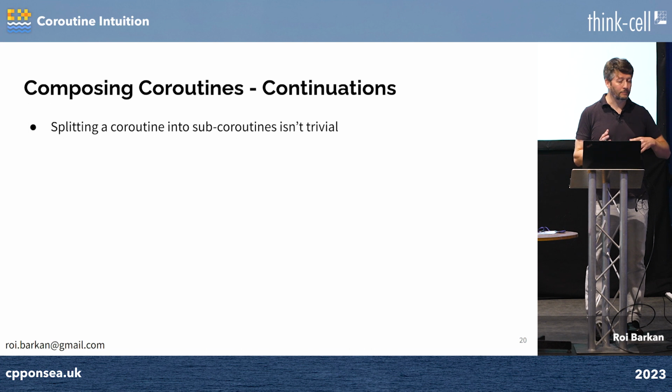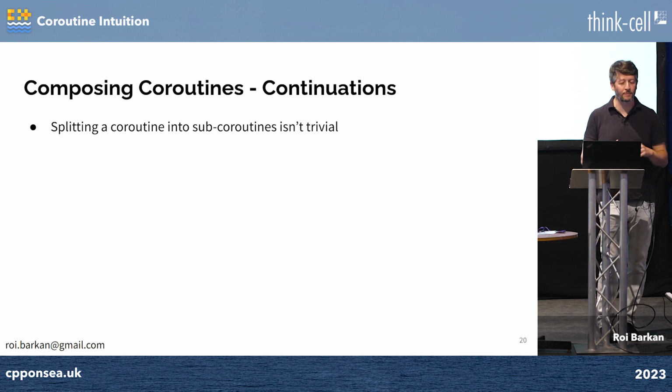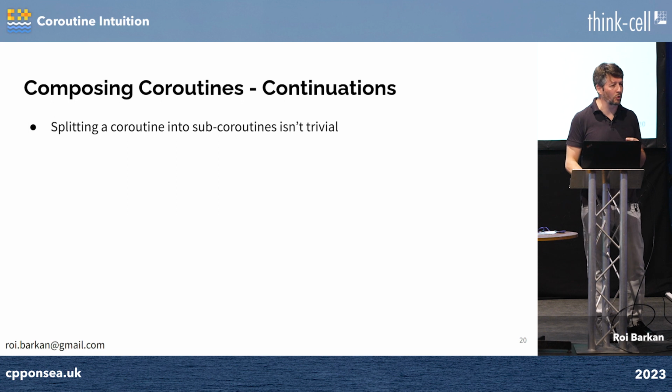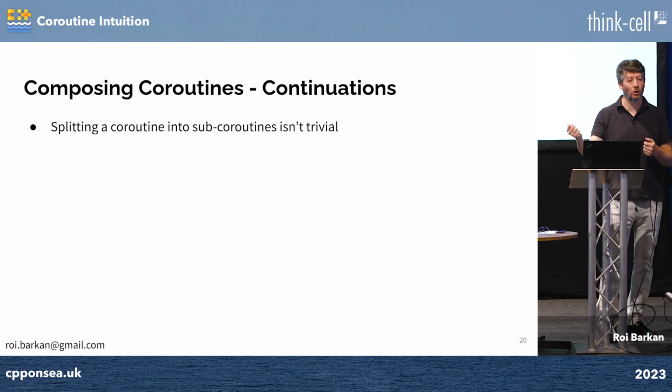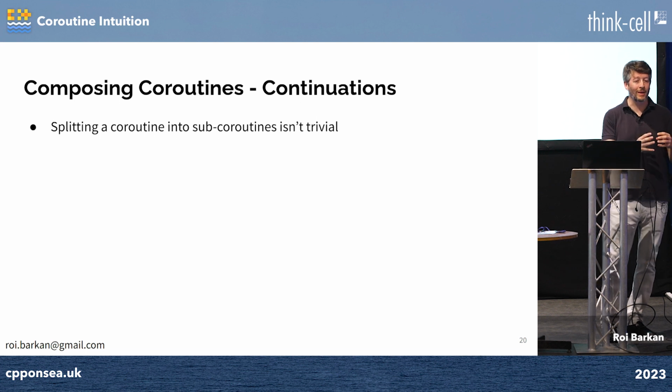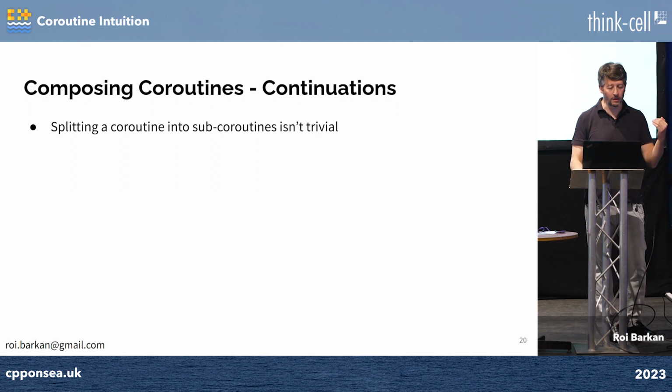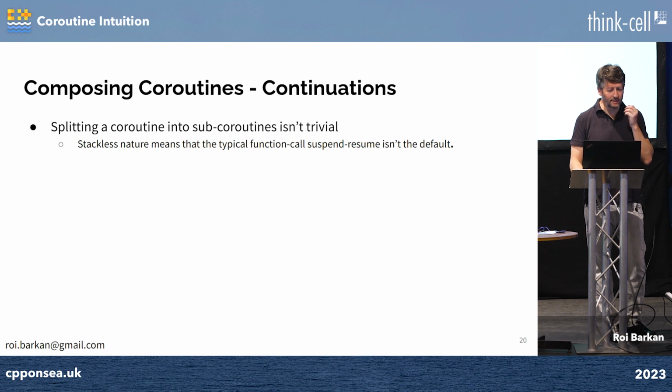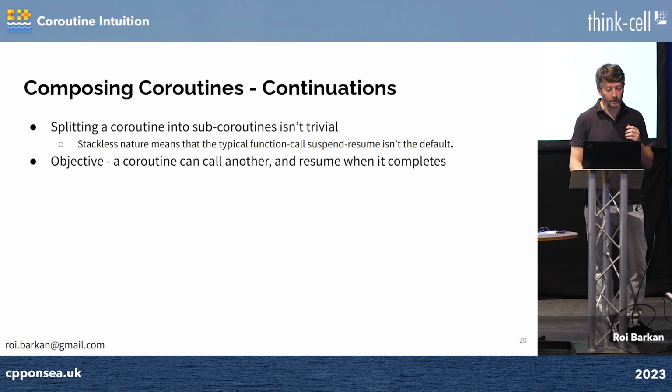If you have a coroutine that has several awaits and yields inside it, you want to split it up into some parts and have them call one another in a manner that when one yields, the entire operation yields, or when one suspends, the entire thing suspends. It's not trivial in a stackless mode, right? Because a typical function call from a coroutine gets back on the main stack and basically means that the coroutine is stuck there in the middle. So the stackless nature means that we need to do something differently if we want to compose coroutines.